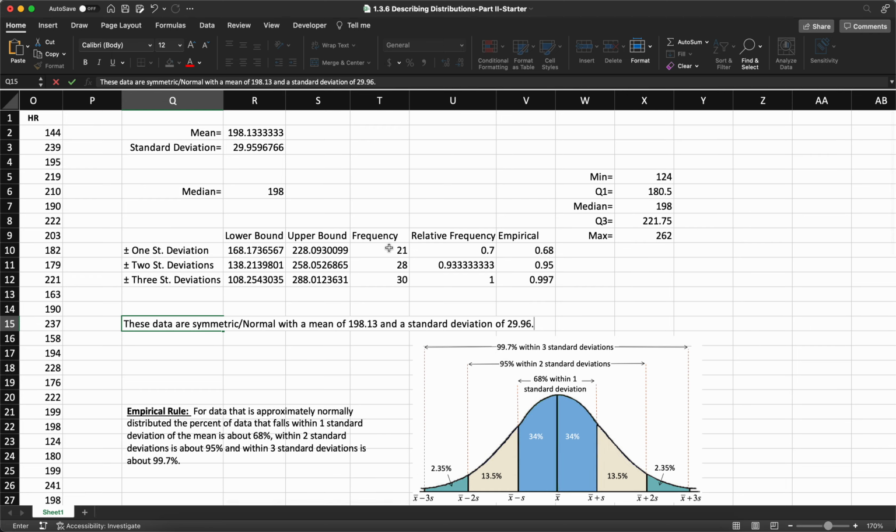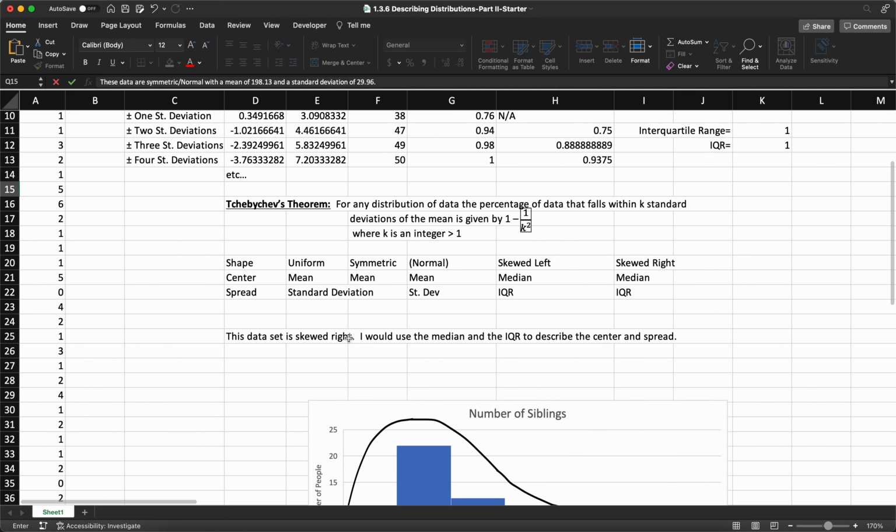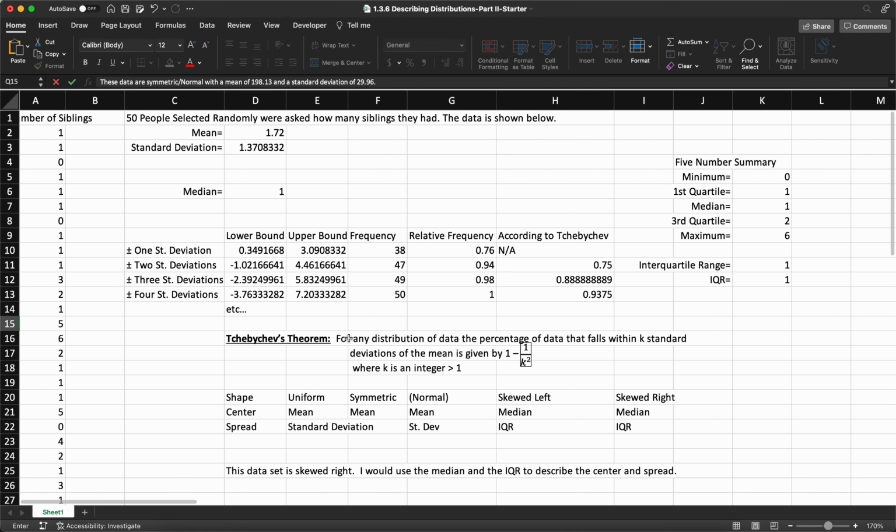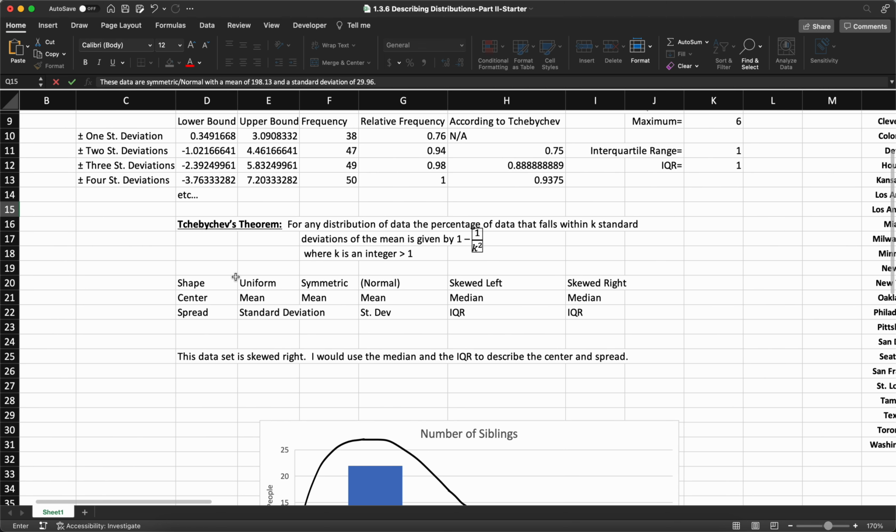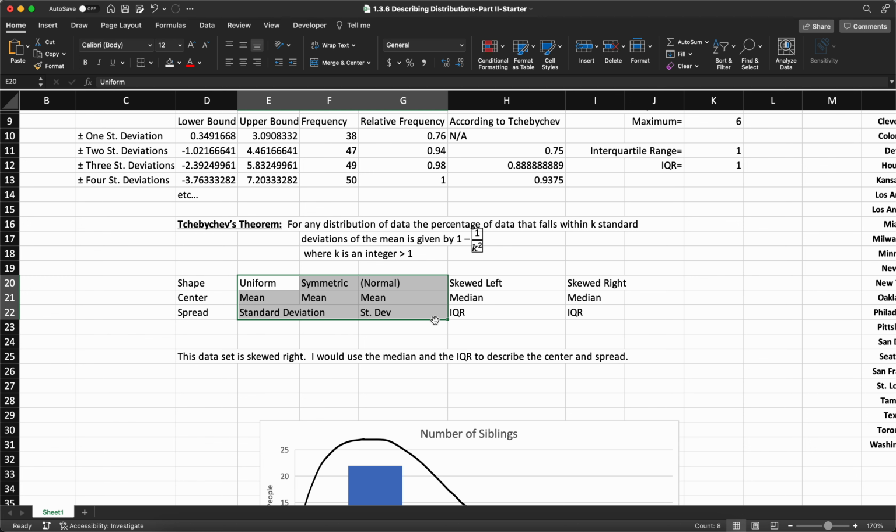So again, symmetric data. Where did I put that little list? Oh, here. If the shape is uniform, symmetric, normal, mean and standard deviation, skewed, median, and IQR. And that's how you describe a data set in more detail.